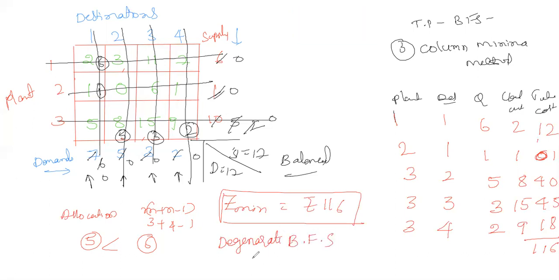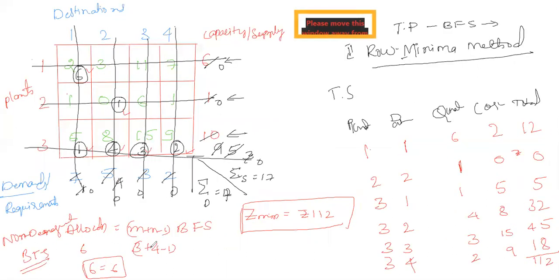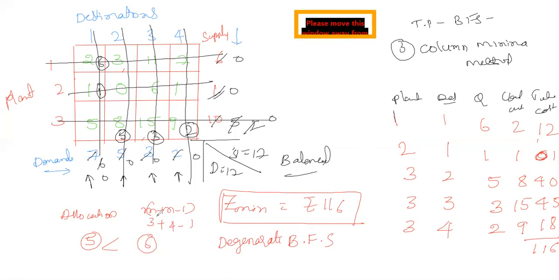Degenerate basic feasible solution. Okay. So if it is equal, if the allocation is 6, in the last case we got 6, right? 6 is equal to 6, then it is a non-degenerate basic feasible solution. So in this case, we got less than m plus n minus 1. So the solution is a degenerate basic feasible solution.